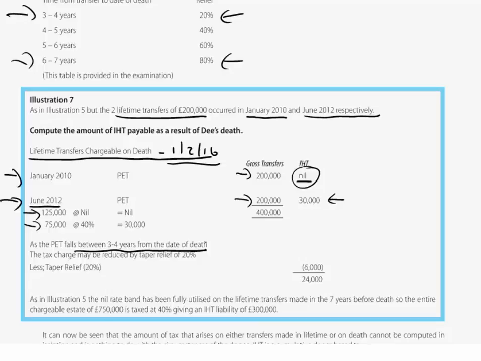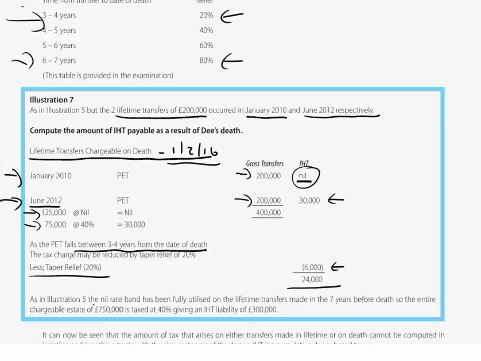So picking up from the table up there, not that again we should need to use that table, that means that taper relief is now available, 20%. 20% of the tax charge. The tax charge is 30,000. 20% of 30 is £6,000. Take it away, and therefore the tax payable on that PET has now been reduced down to £24,000. Taper relief has reduced the tax charge.